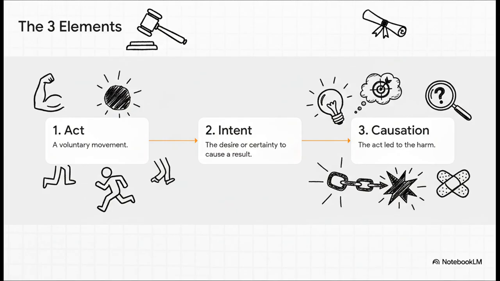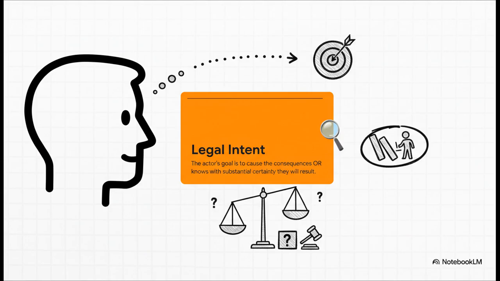See? Pretty straightforward. So let's really zoom in on intent, because this is where a lot of people get tripped up. In tort law, intent doesn't mean you have to be this evil, malicious person. Not at all. It just means one of two things. Either you wanted to cause a certain result, or you knew with what the law calls substantial certainty that your actions were going to cause that result.